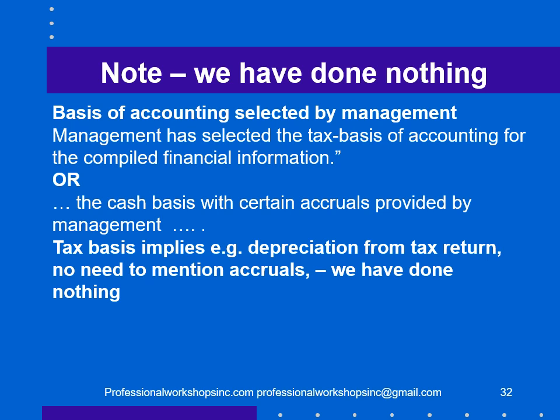And my first preference is to say management has selected the tax basis of accounting for the compiled financial information, because almost all the time, the only reason we're doing compiled financial statements is so the client can do their tax return, corporate or personal. And so the tax basis implies that depreciation came from the tax return, which implies to us that that's exactly what we should do for depreciation, not calculate some other kind of depreciation and then have to add it back and deduct the right amount. No need to mention accruals, and we've done nothing.